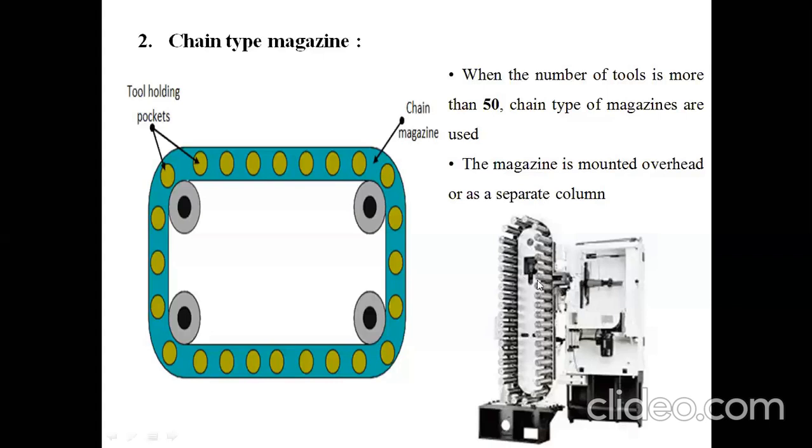Second image is the actual image of your chain type of a magazine, which represents the selection of a tool in the form of a chain. The magazine is mounted overhead or on a separate column, because the size of a chain type of magazine is larger as compared to your disc type of magazine. This vertical portion represents your tool which is mounted over your chain.